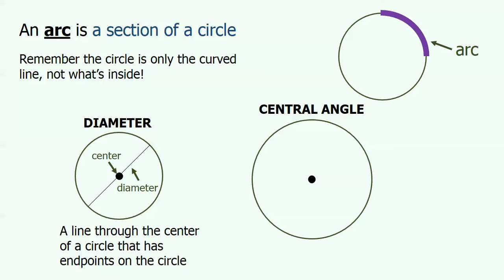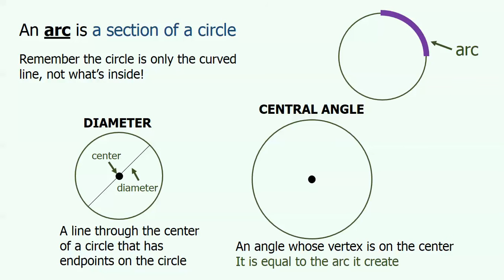Today we're going to be learning about a central angle. This is an angle whose vertex is on the center. It is equal to the arc it creates. So the center is going to be our vertex, which means that we're going to have two lines that come off of it. The angle formed by these lines is going to be our central angle.